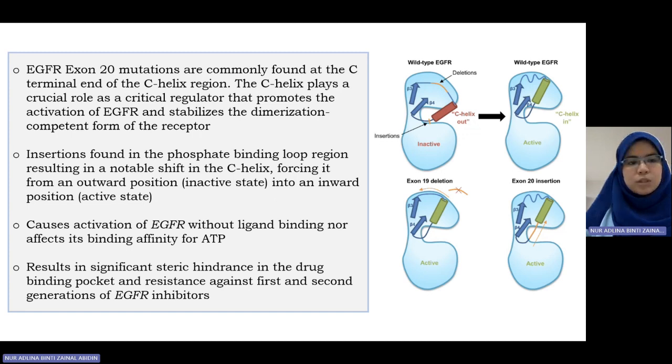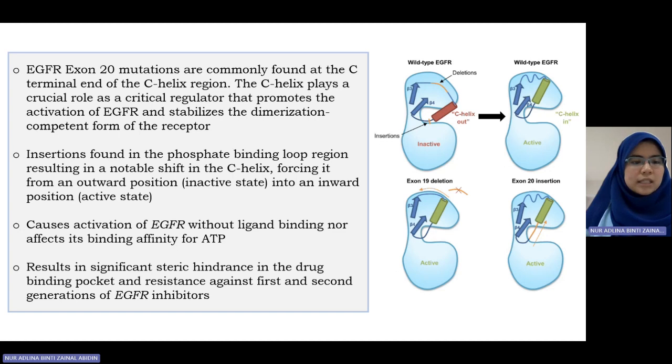EGFR exon 20 mutations are commonly found at the C-terminal end of the C-helix region. The C-helix plays a crucial role as a critical regulator that promotes the activation of EGFR and stabilizes the dimerization competent form of the receptor. But with the presence of EGFR exon 20 mutation, insertions are found at the phosphate binding loop region, resulting in a notable shift in the C-helix region, forcing it from an outward position into an inward position, which is the active state as seen on the diagram on the right.